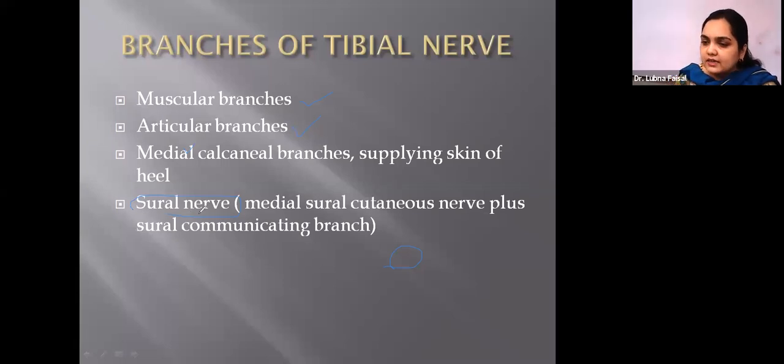That sural nerve supplies the skin of the posterior 1/3 of the leg, plus the skin of the lateral side of the leg and the lateral side of the foot. This is the cutaneous supply. Besides the cutaneous supply, it gives muscular branches, articular branches to the knee joint, and articular branches to the ankle and knee joint. Then the medial calcaneal branches supply the skin of the heel, plus the sural nerve, which is also a cutaneous nerve that supplies the lateral side of the leg, lateral side of the foot, and posterior 1/3 of the leg.